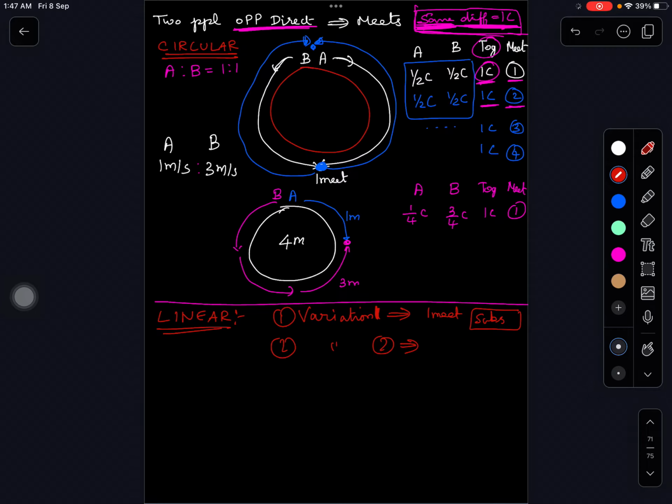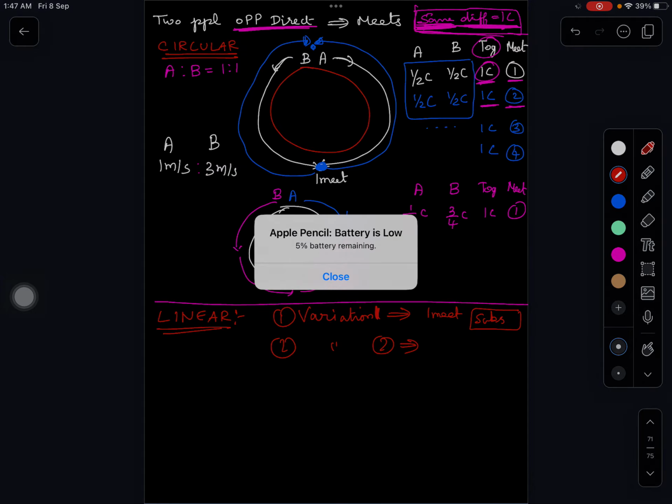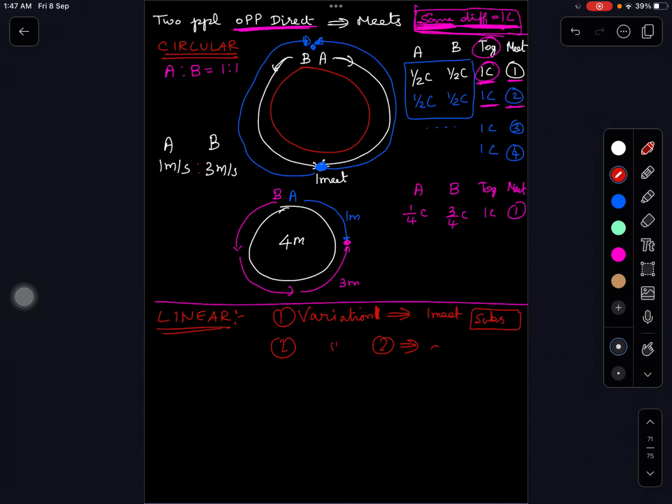And variation number 2 is, you will see that things are going to get complicated when their speeds are significantly different from each other. When the speeds are significantly different from each other, things get slightly complicated. We'll look at this. Now, let's pick up a linear track here, and let's say A is starting from one end of the track and B is starting from the other end of the track. Now, once again, for simplicity's sake, let us assume that their speeds are equal.